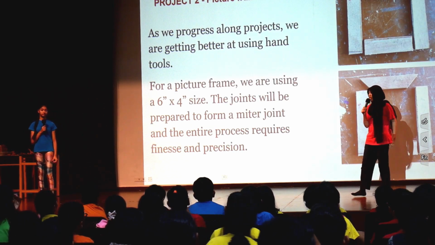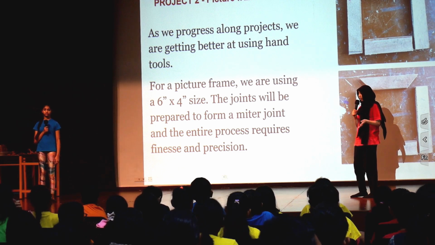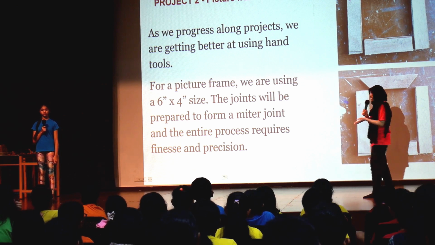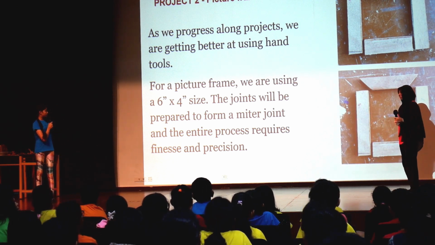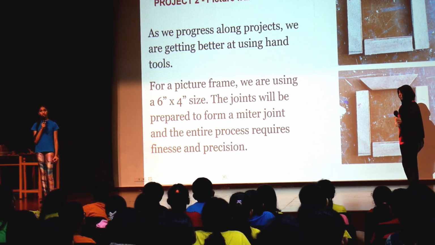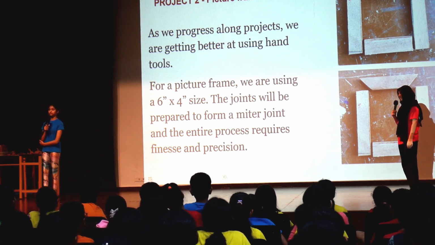So as we progressed along these projects, we started to get better at using hand tools such as a handsaw. And our second project was making a picture frame out of wood, as you can see here. We used a 6x4 size and we prepared the joints to make a miter joint, and the whole process will require finesse and precision.